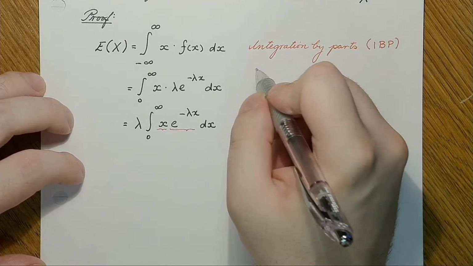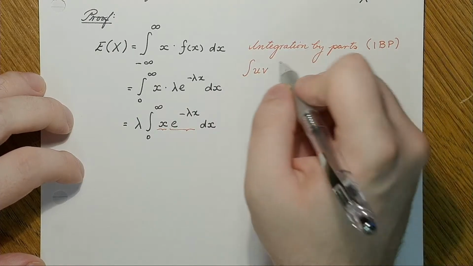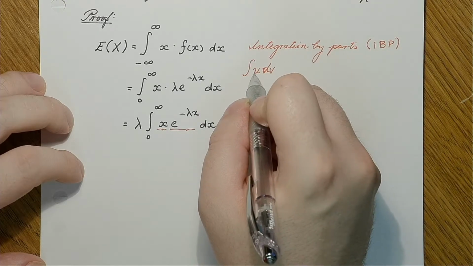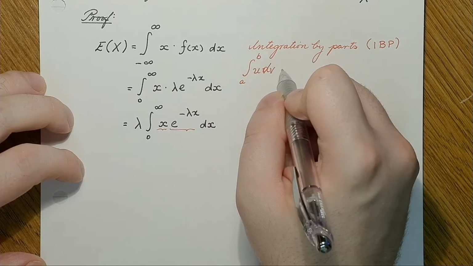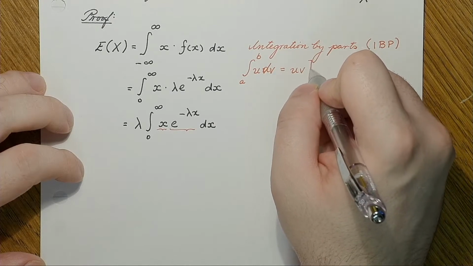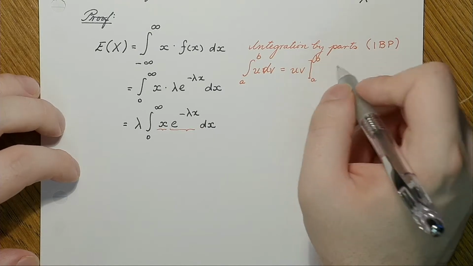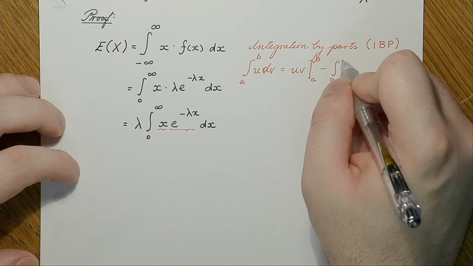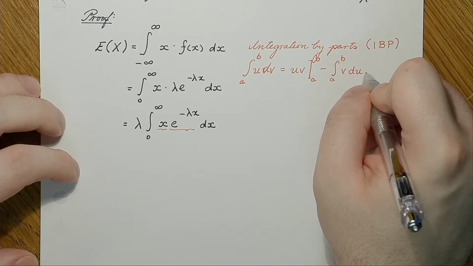And we have u, v. What I need is the integral of u dv. Integrating from a to b, it is equal to uv evaluated at a and b, minus the integral from a to b of v du.